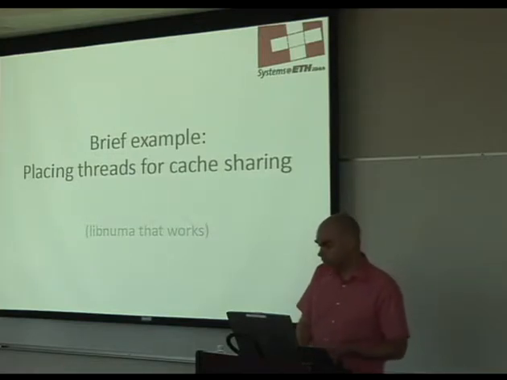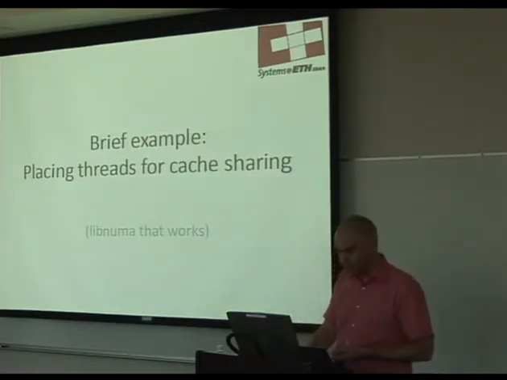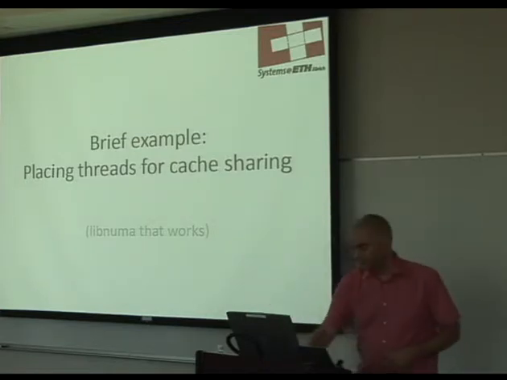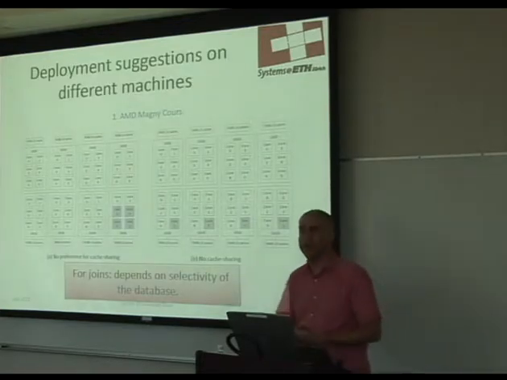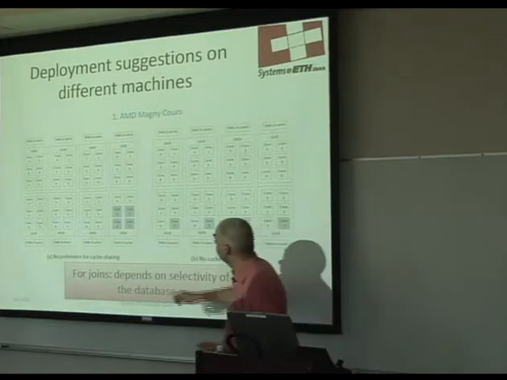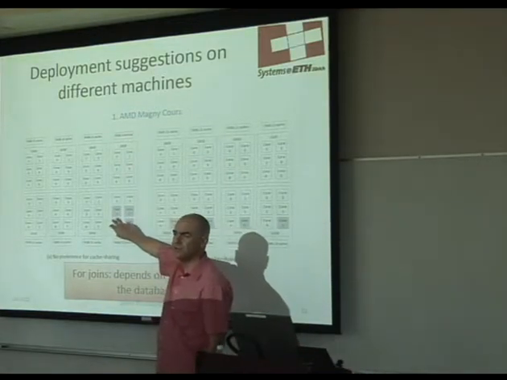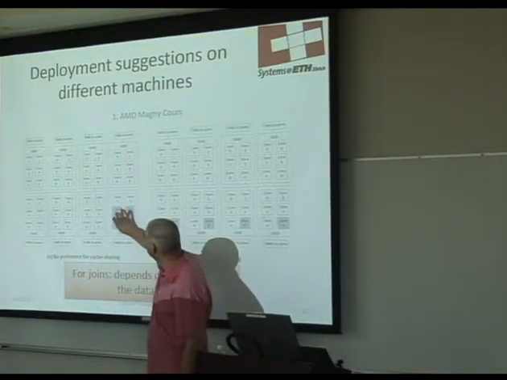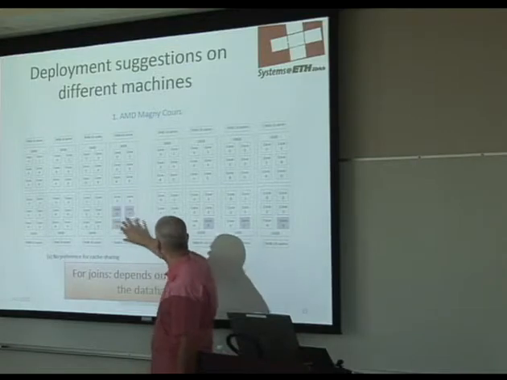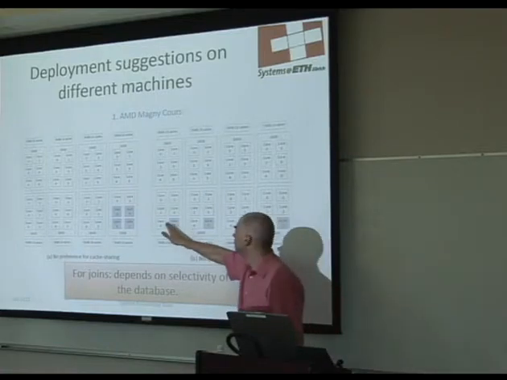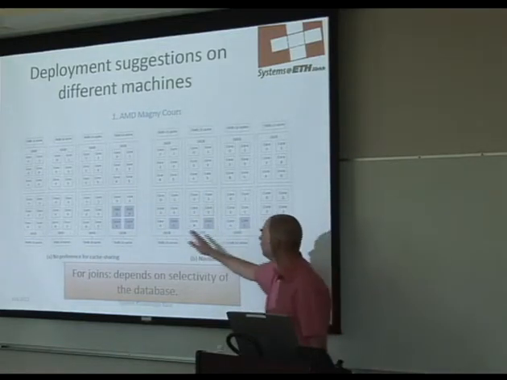Another very brief example before I get on to the big one is placing threads for cache scheduling, the same example. If you've decided you want to use four threads and you're on a particular piece of hardware, maybe you want to co-locate threads because you want to share an L2 or L3 cache between a bunch of threads on the same package. Or maybe you don't, because you don't want to thrash the cache because you've got a larger working set. So you want to have these threads in disjoint packages where they're not interfering with each other.